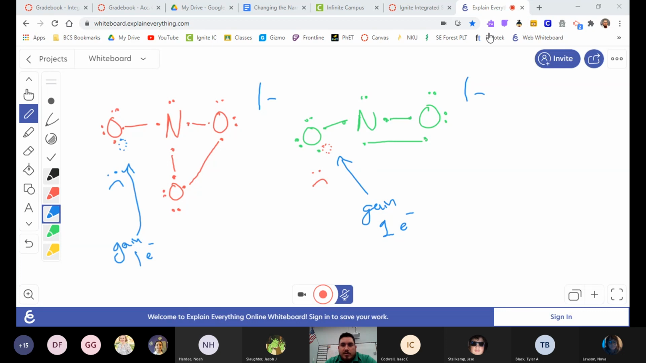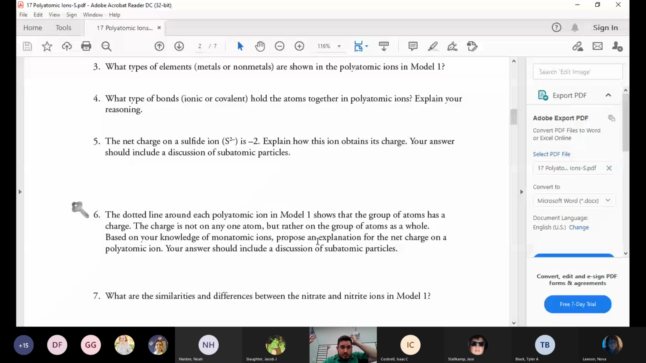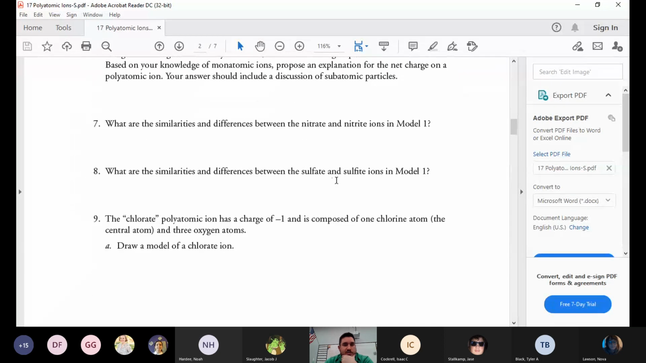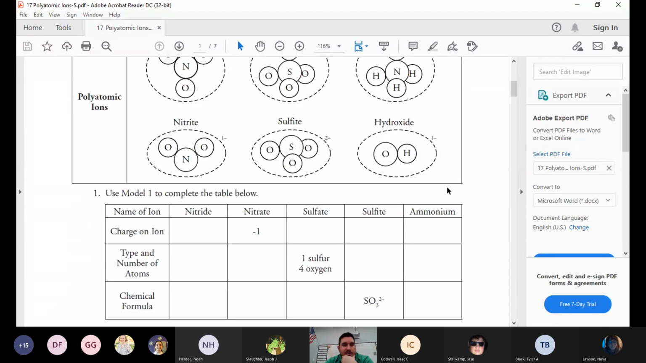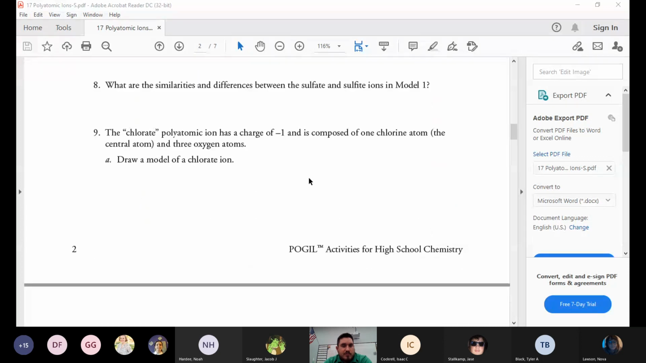All right, so let's go back to that worksheet real quick. Let's just see what else the worksheet wants us to talk about. Similarities and differences: sulfate and sulfite, you're going to have the same issue there. Sulfate is SO4, sulfite is SO3, but again, when you draw it, sulfate is going to need 2 more electrons, and sulfite is also going to need 2 more electrons. And so that's the reason why, even though they are different formulas, they still have the same charge. All right, sorry, I'm flying here.